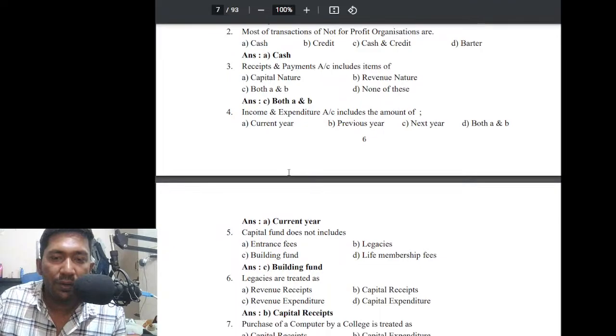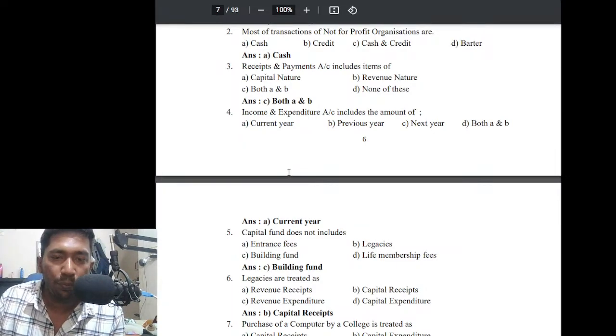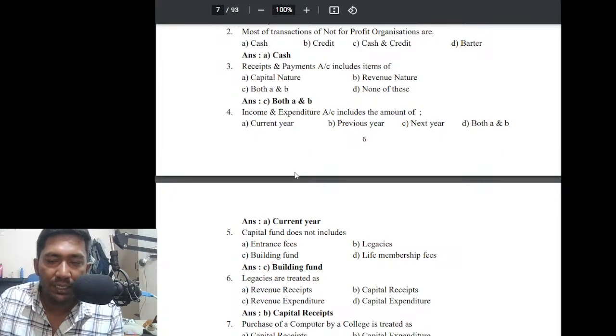Then next they have given: income and expenditure account includes the amount of the current year. It's a profit and loss account. As I told you previously, the income and expenditure account is a profit and loss account. So in the profit and loss account, we just consider what is happening in the current year. We will not take past data. It's not a balance sheet. In the balance sheet, past data is carried forward.